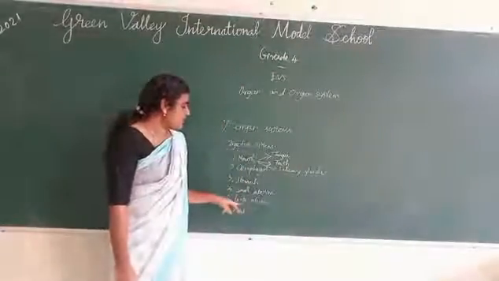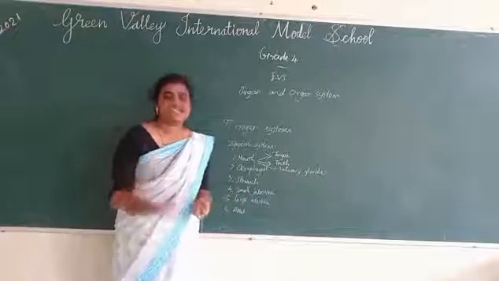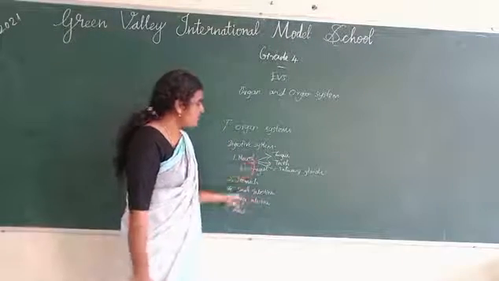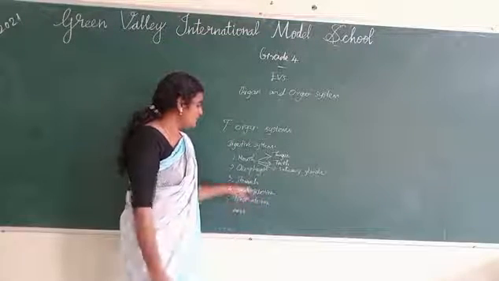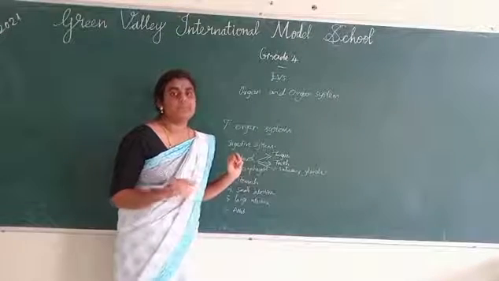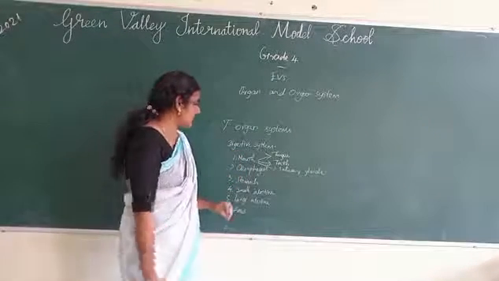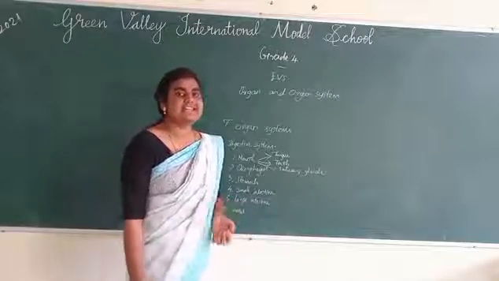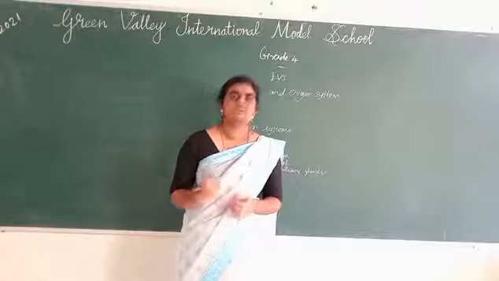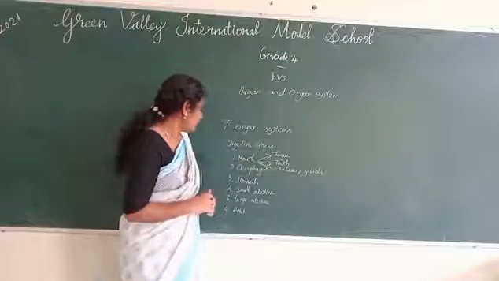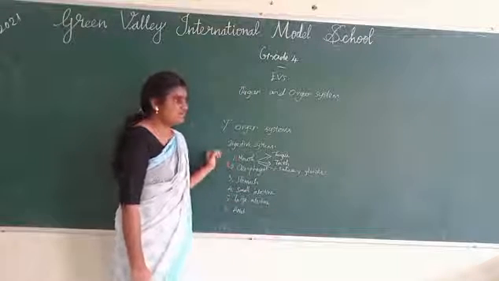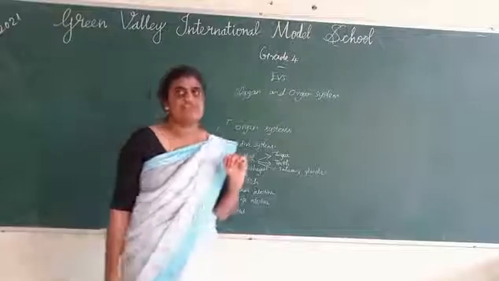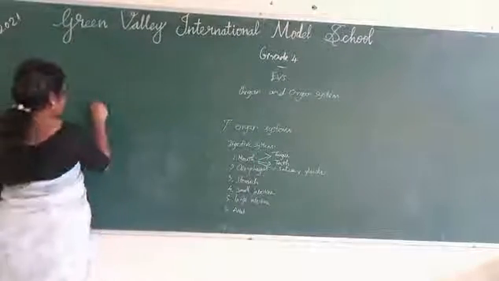And the fifth one is the large intestine. The large intestine is wrapped around the small intestine, and it is 1.5 meters in length. The last one is the anus. The anus is a small opening through which our waste material is thrown out. So these are the main parts of our digestive system. The next one is the circulatory system.